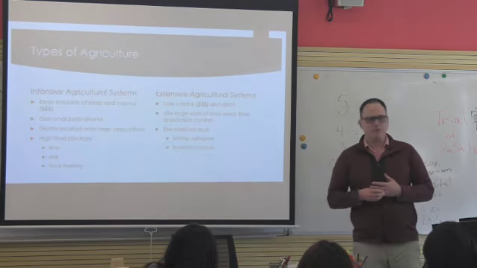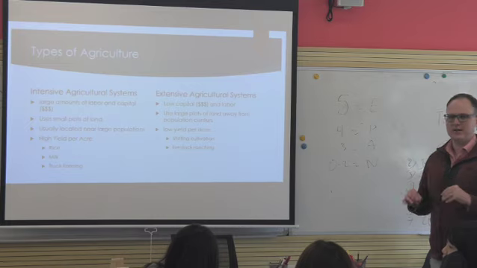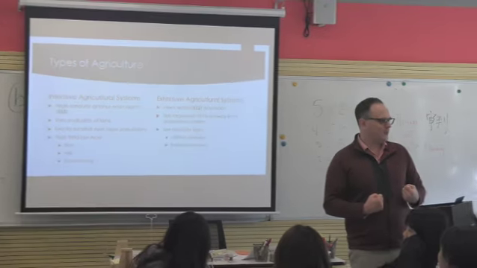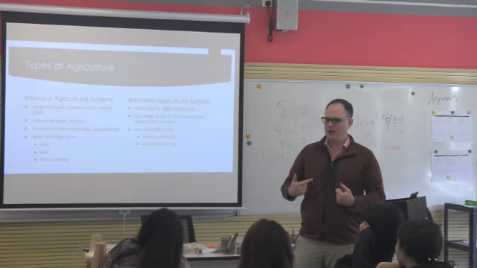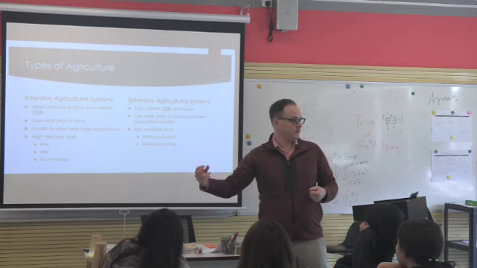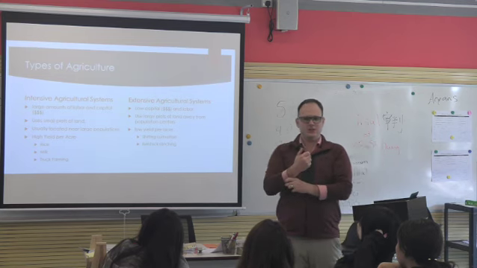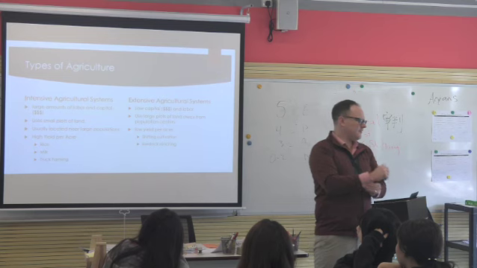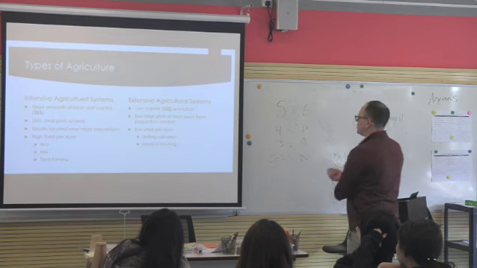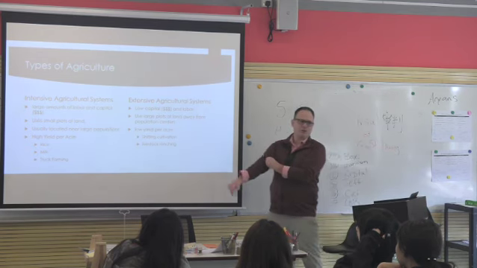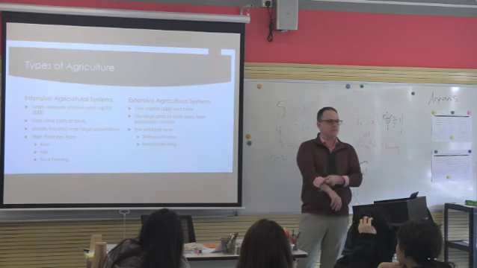Okay, we've talked about this briefly, you've read about this before. Intensive versus extensive agriculture. Intense means what? Means there's a lot of labor, the cost is high, but it's very productive. So intensive agriculture usually takes place near cities, and usually on a small area of land. Extensive agriculture requires less money and less labor. Usually it takes place on large areas of land far away from cities, okay?